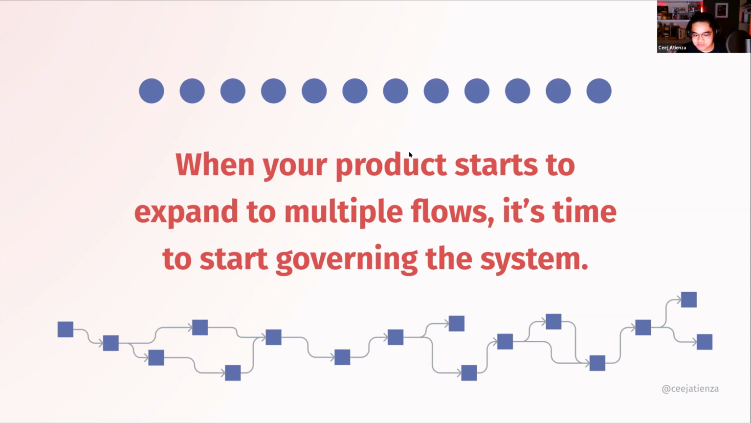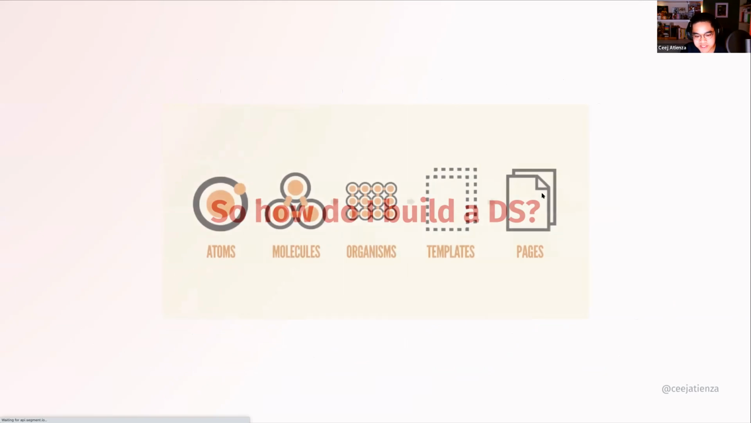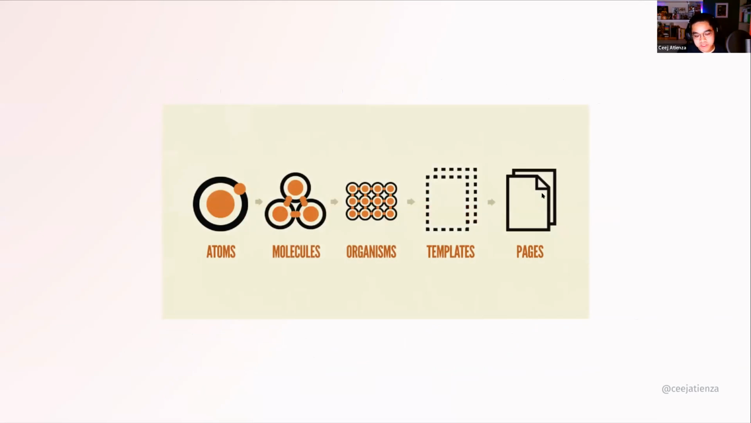So that's basically how you start a design system and that's how you know when to start it. But how do you actually build it technically? So I want to introduce you guys to the concept of atomic design. You may have heard of this, but it's basically creating components in the style of atoms, molecules, organisms, templates, and then eventually pages. So how does this actually work?